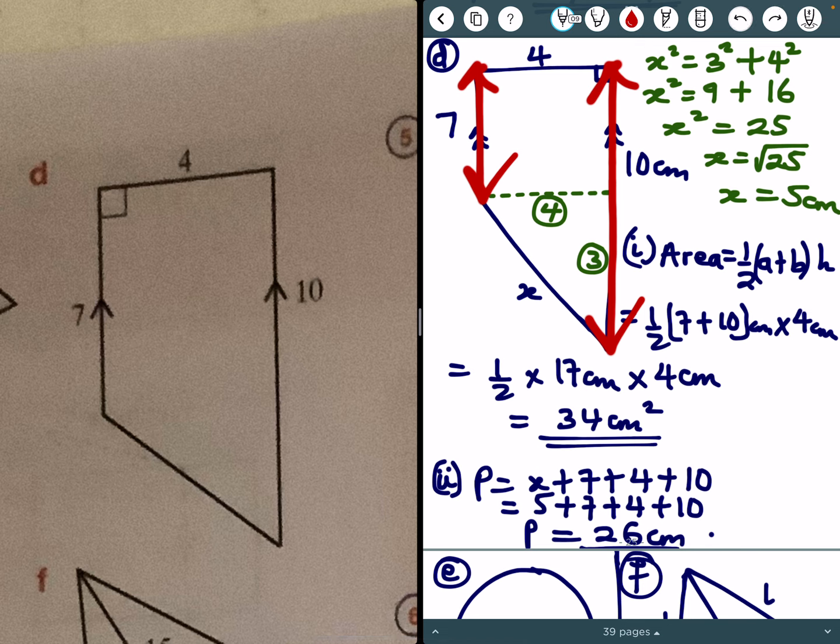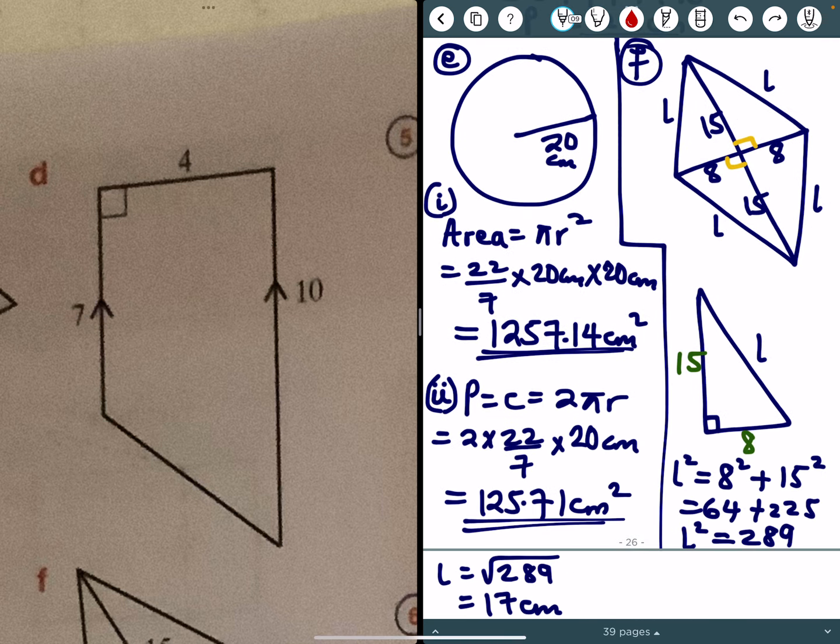You understand, in bracket. Those will be added, then multiplied by the vertical height, which is what? The vertical height, the perpendicular height between 7 and 10 is 4. That's the perpendicular height or vertical height of the trapezium. So that gives half times 17 times what? 4, to give 34 centimeters squared. Let's go to the next question.